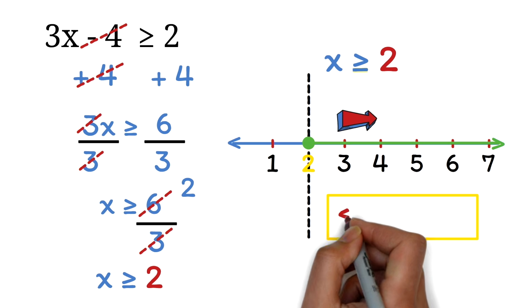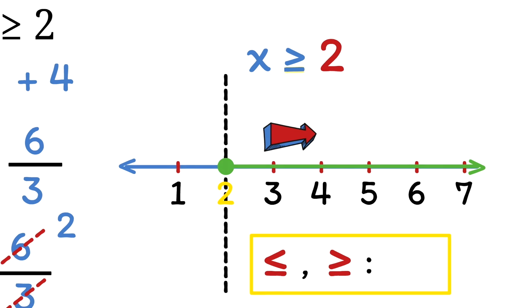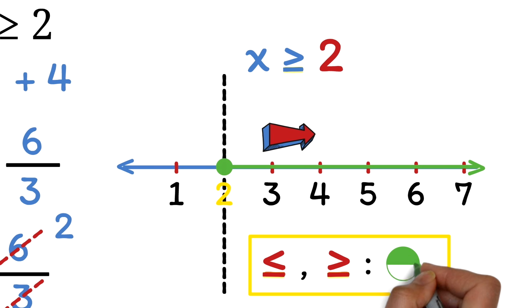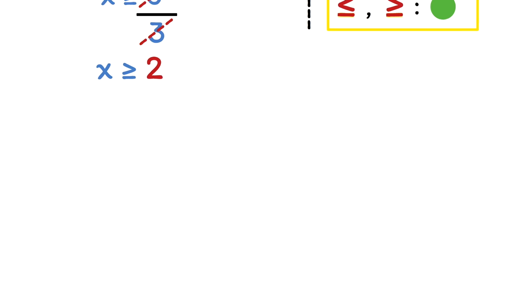Note that for less than or equal to and greater than or equal to, the presence of the equal to, the line underneath, is the reason we draw a closed circle or dot on the value. This is how you graph a two-step inequality. Now let's take a look at another example.